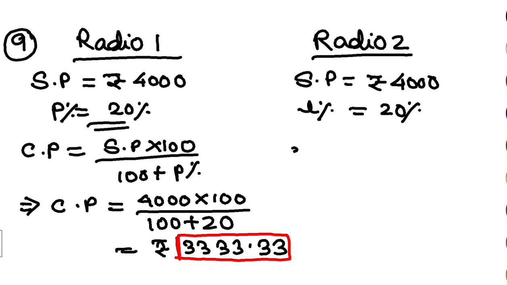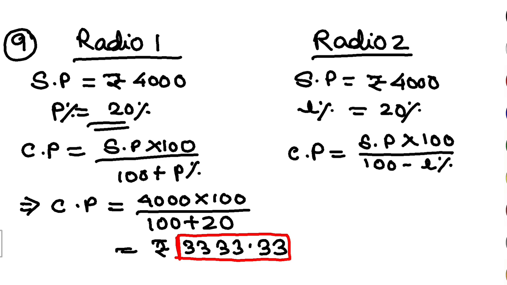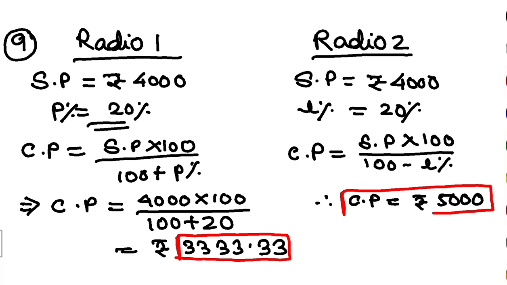Now doing the similar thing over here, CP is equal to SP into 100, but this time there is a loss, so 100 minus loss percentage. Put the formula, substitute all the values and you will get the CP of the second radio as rupees 5,000. So CP of the first radio is rupees 3,333.33 and CP of the second radio is rupees 5,000.